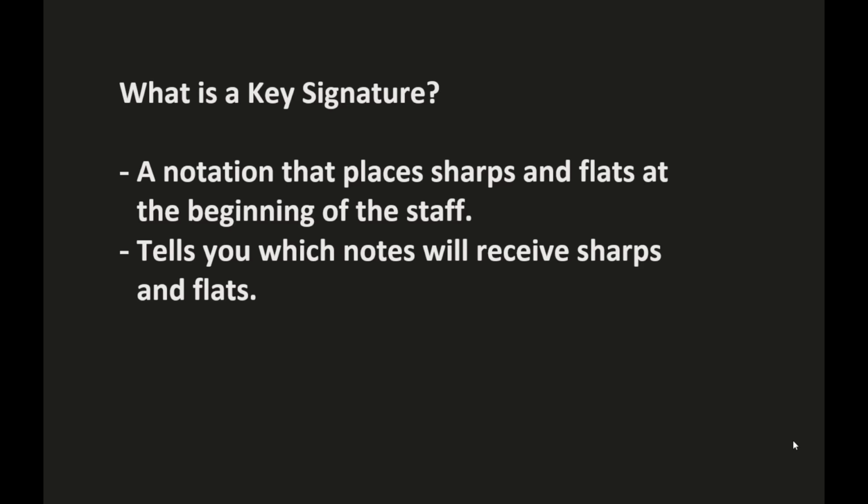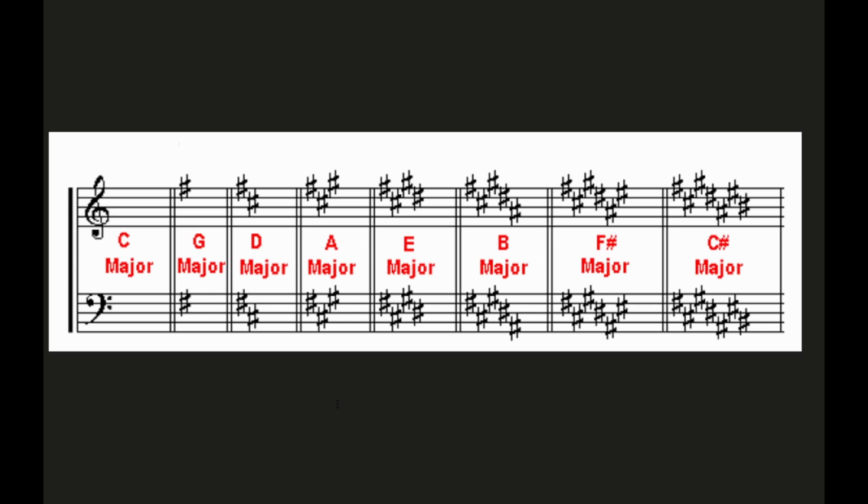But first, let's answer what a key signature is. Well, a key signature is a notation that places sharps and flats at the beginning of the staff. And this tells you which notes will receive sharps and flats. So, for major sharp key signatures, we have these right here.